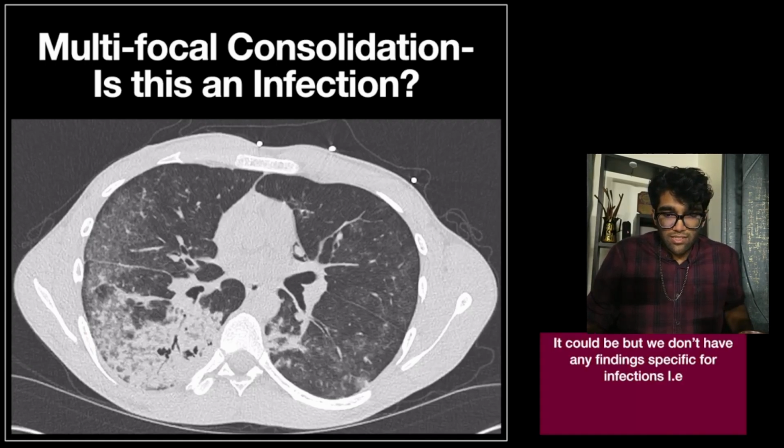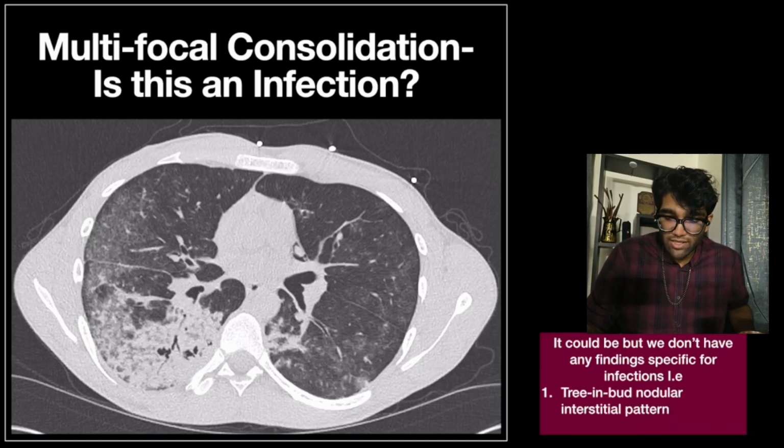So this is a multifocal consolidation, as we've seen already. So is this an infection? It could be technically, but it depends on the clinical context, because we don't have any specific findings suggesting infection. We don't have tree in bud, nodular interstitial pattern. We also don't have those multi-acinar opacities. So this is definitely a multifocal consolidation with some GGO, but I definitely can't say that it's an infection or it is not an infection.